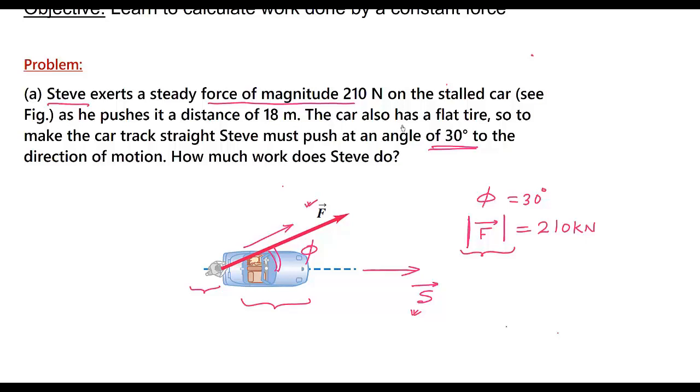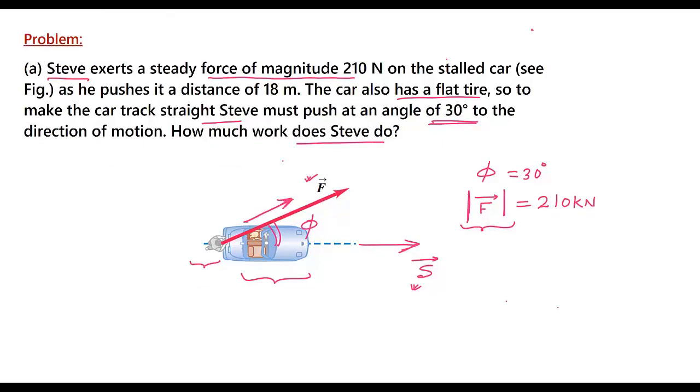The car also has a flat tire, so to make the car track straight, Steve must push at an angle of 30 degrees. If Steve wants to push this car along this line, he has to apply a force in this direction, at an angle of 30 degrees. Now the question is, how much work does Steve do? That is, we have to calculate the work done by Steve.